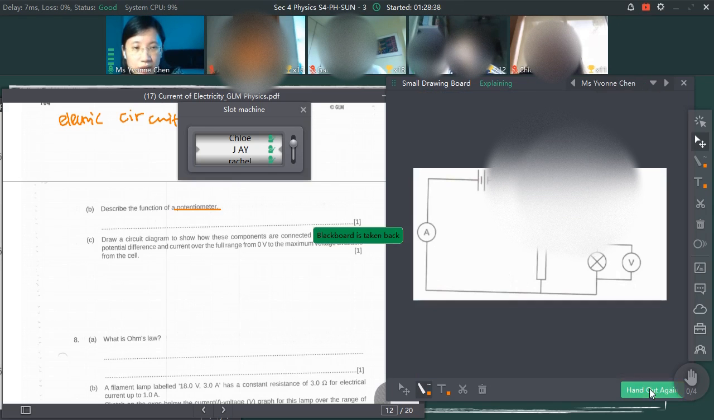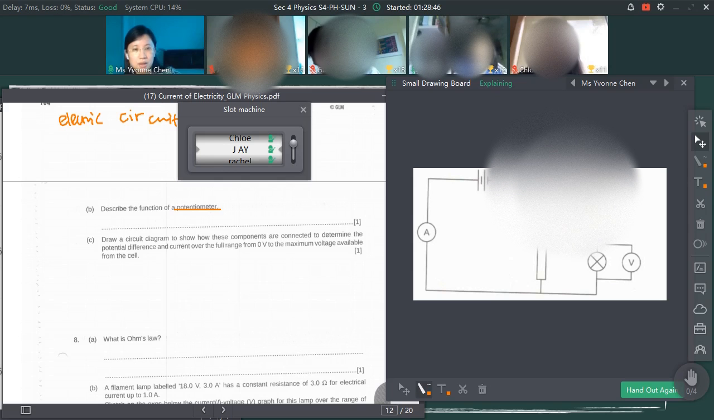Okay, class, I'll collect back the drawing board. I'm going to show you. You can see this one. This is the answer. So the key idea is you need to make sure it will vary from 0 to maximum voltage. So if the jockey is at this particular point, the voltmeter reading is 0 because it will become short circuited. The current flows through this part, there's no current here.